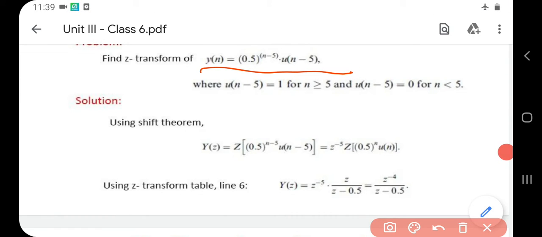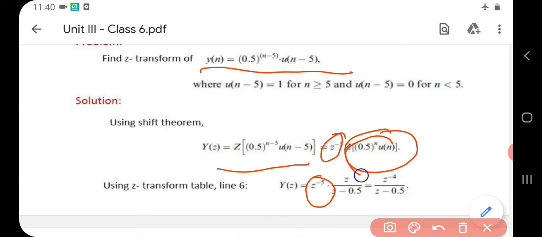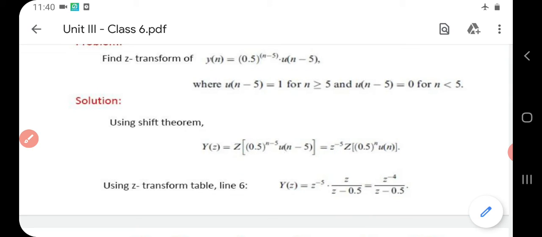So here you are asked to find the z transform of this. So z raised to minus 5 you are taking outside, and then the other one is kept as such. Now what is this one? We have already found out in the above question. That will be z by z minus 0.5. So on simplifying, z raised to minus 5 into z by z minus 0.5 will be z raised to minus 4 by z minus 0.5.